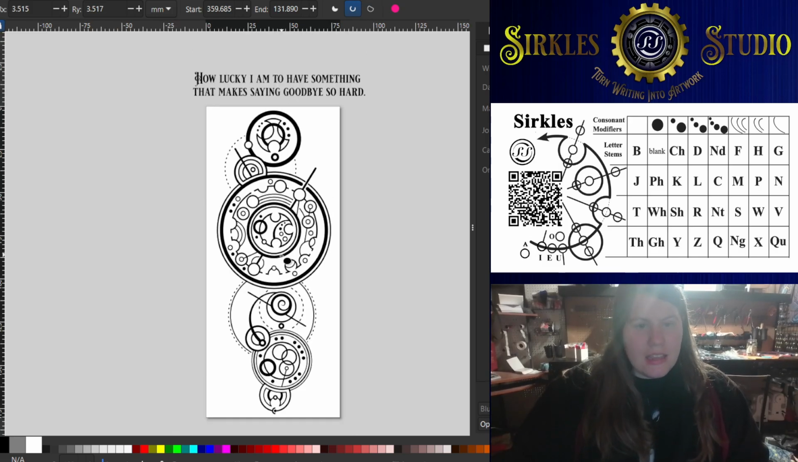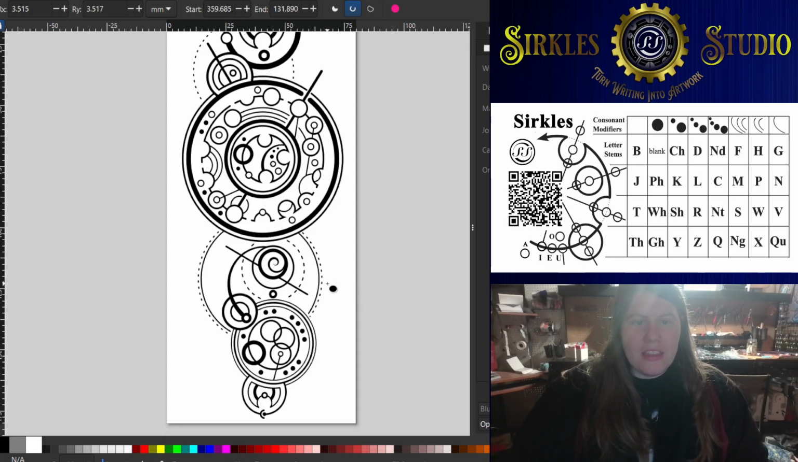Yeah, so that is that design. I am quite happy with it. I think it has lots going on that is making it fancy, and I think it'll make a great tattoo for you.